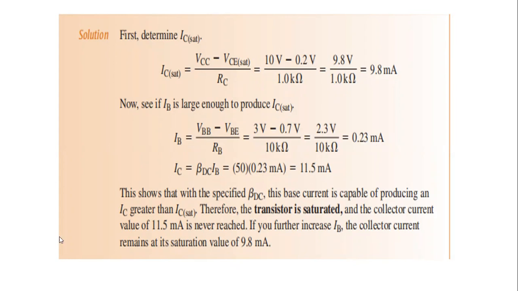So collector current is beta DC into IB. Beta DC is given to be 50. Value of IB you have calculated from this relation. So this will give you 11.5 milliamperes. So this is your now calculated value and this is your saturated value that has been obtained, which shows that your transistor configuration is capable of pushing the transistor into saturation region. That completes my session.